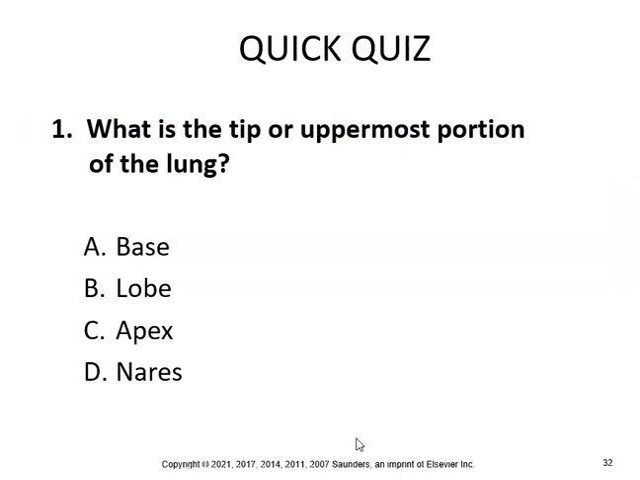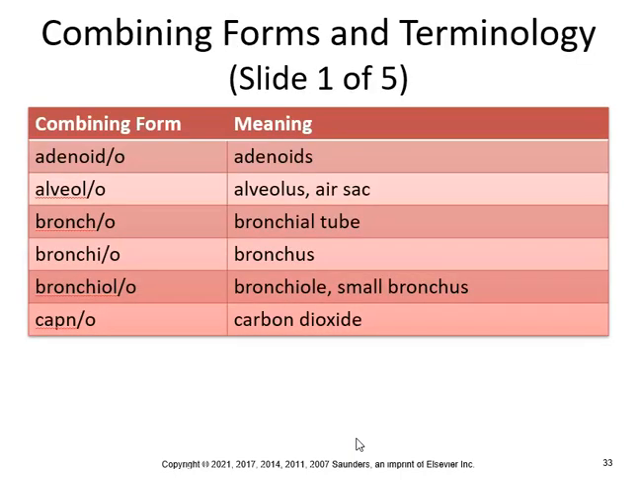What is the tip or uppermost of the lung? Well, that's C as an apex, and the base is the lower part. You have adenoids, or adenoid is the combining form.